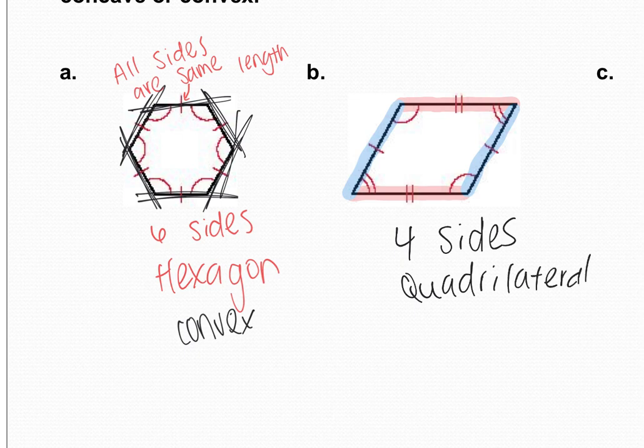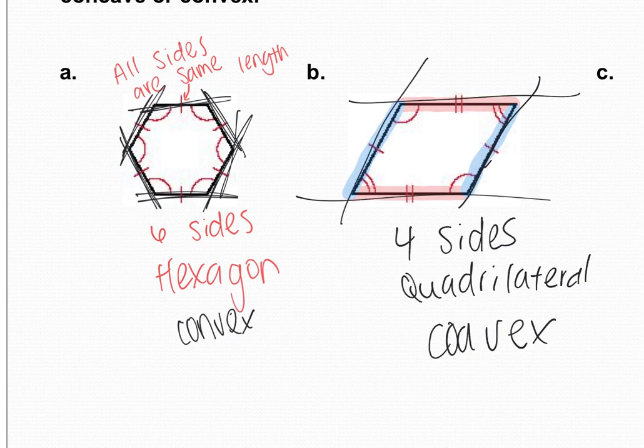And concave or convex? Convex. Why? It's outside. Okay. None of these lines that you could draw would ever reach the interior. Do we agree?